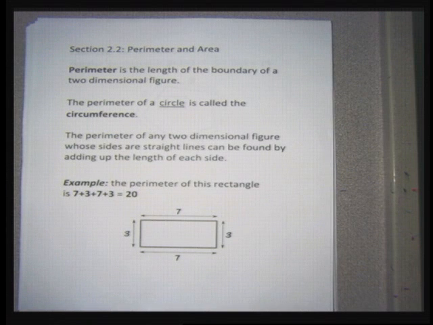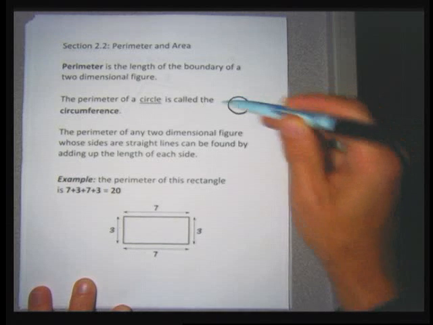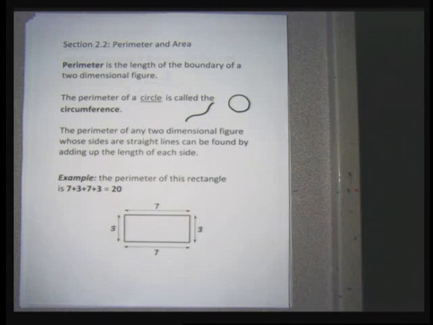So the perimeter is the length of the edges of a two-dimensional figure, and if it's a circle, the perimeter is called circumference. There's formulas to find perimeter. You don't really need a formula to find the perimeter if the figure has straight line edges. If a figure has curved edges like a circle, then you need a formula to find the perimeter of it. And if a figure has wiggles to it, you need calculus to find the perimeter or the length of that.